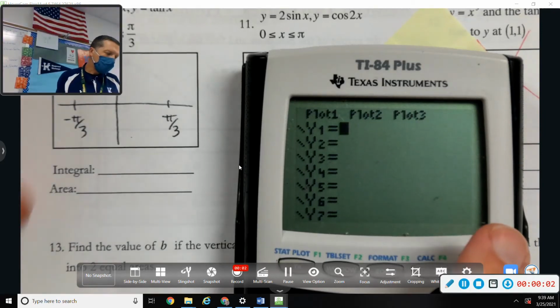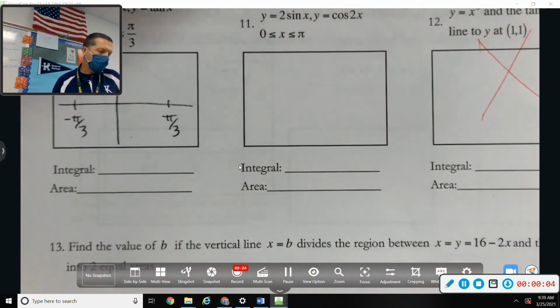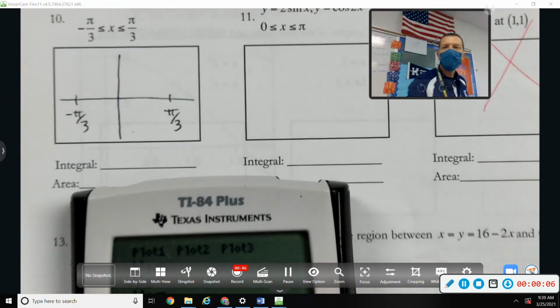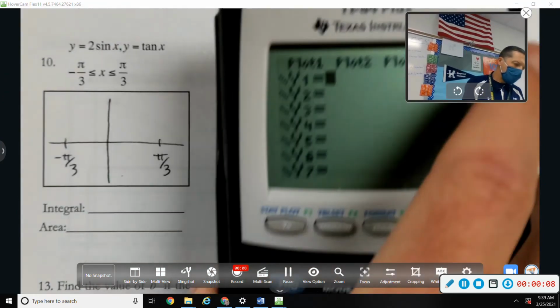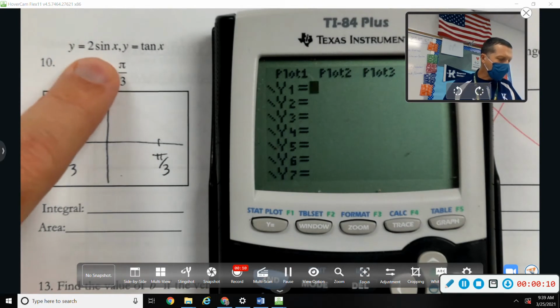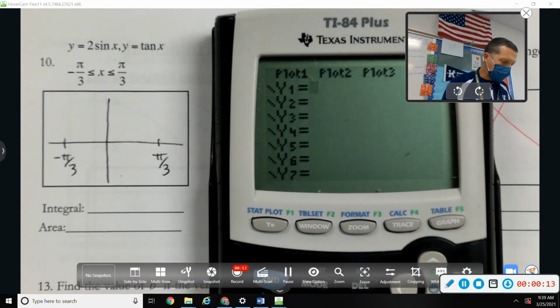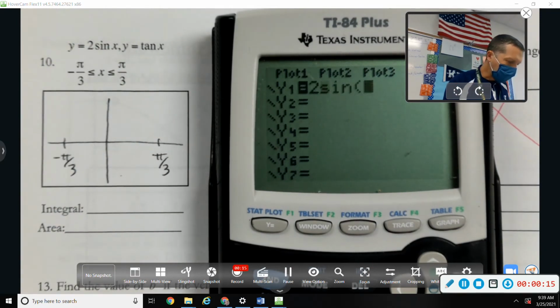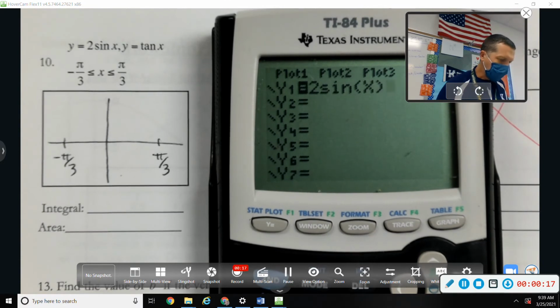So volumes, or excuse me, area between curves for number 10. Well, I guess I could figure out what those are, but if it's with calculator, why not just use the calculator?